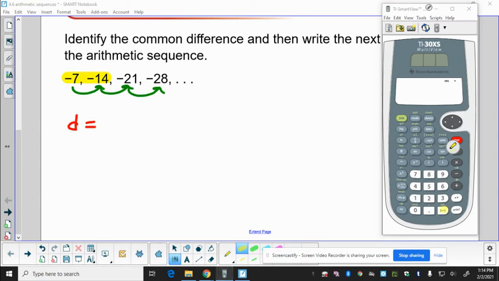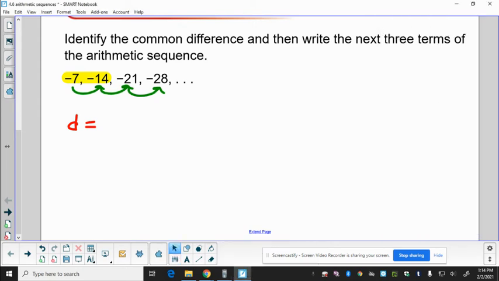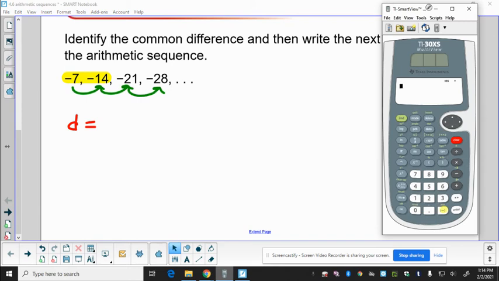So watch this. I'm going to start with the negative 14, and I'm going to subtract the negative 7, which is like negative 14 plus 7. The answer is negative 7. That should be my common difference.